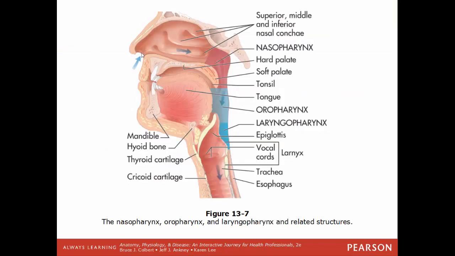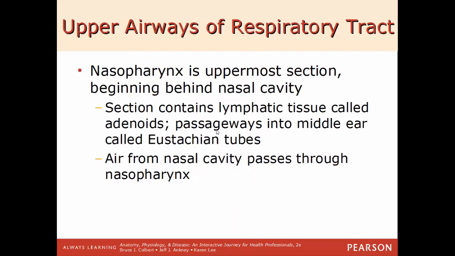Okay, here's the nose here. So nasopharynx is behind there, right behind the nasal cavity. Oropharynx is behind the mouth. That's the tongue kind of pulled up at an angle. And laryngopharynx is by the larynx. Now, the nasopharynx is the uppermost section, beginning behind the nasal cavity. And this section will contain a lymphatic tissue called adenoids, and also the passageways into the middle ear called eustachian tubes. And the air from the nasal cavity will pass through the nasopharynx.